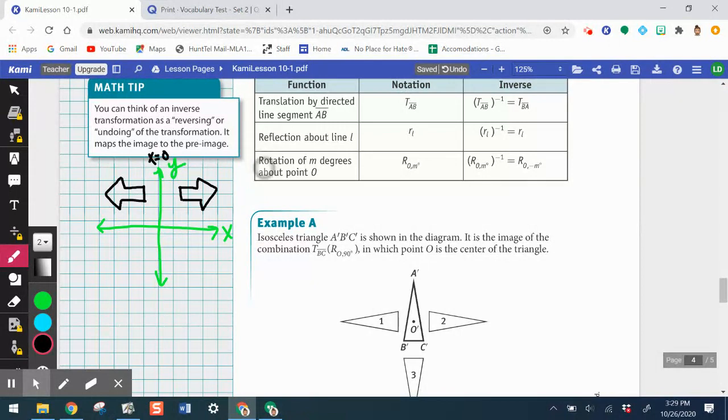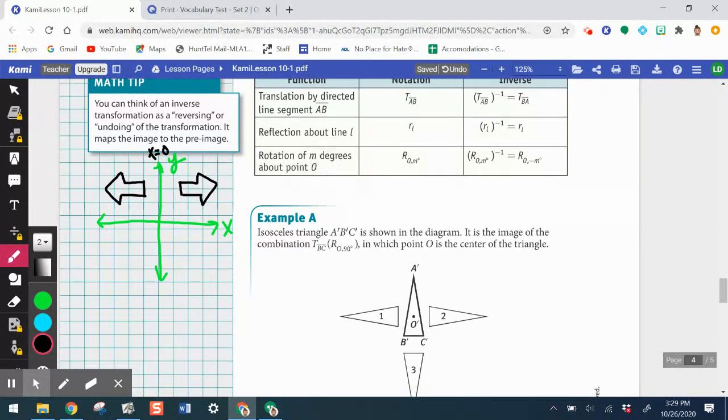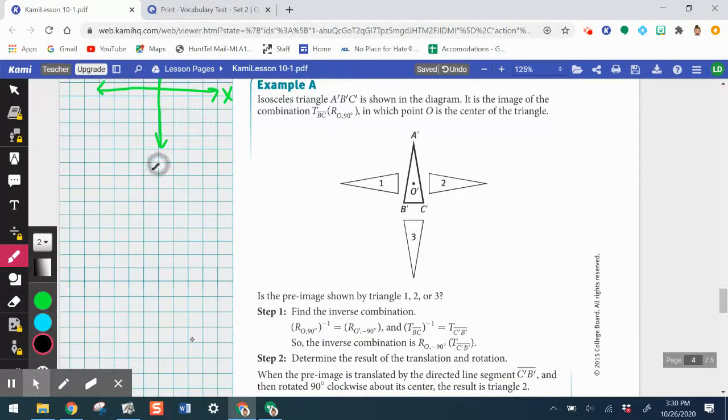The last one, a rotation of m degrees about point O, which is typically the origin, by the way. If you haven't picked up on that, they usually refer to point O as the origin. So if we're rotating m degrees, the inverse of that is negative m degrees, or just the opposite. If it was negative m degrees, then the inverse would be positive m degrees. And hopefully that makes sense, and I can draw a representation of that on the X and Y axis.